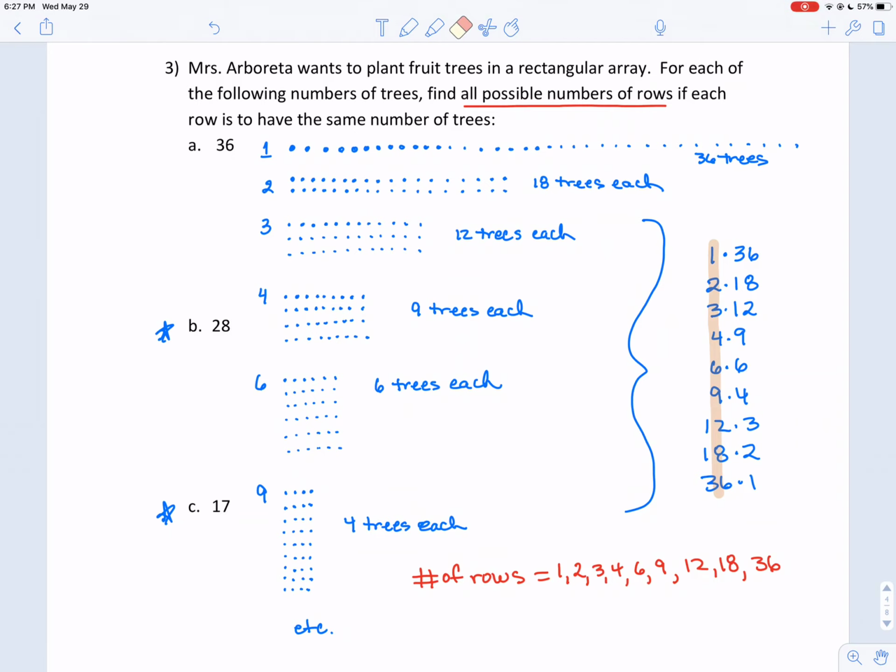So what I would like for you to do to turn in to class tomorrow or the next time I see you is B. I want you to figure out how many rows Miss Arborita could have if she had 28 trees, and then what if she had 17 trees?